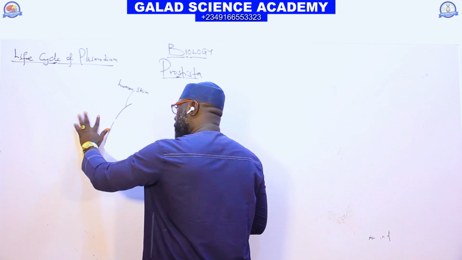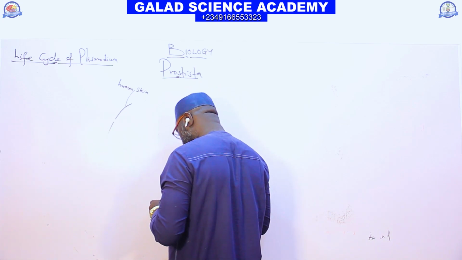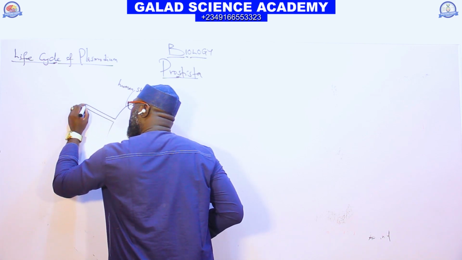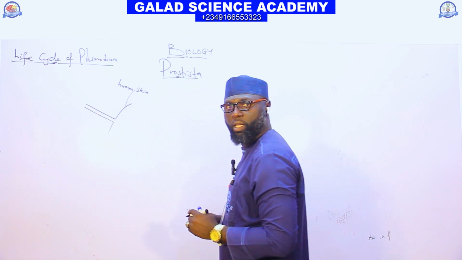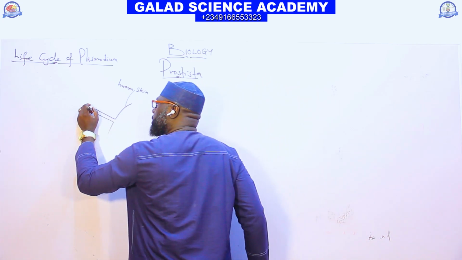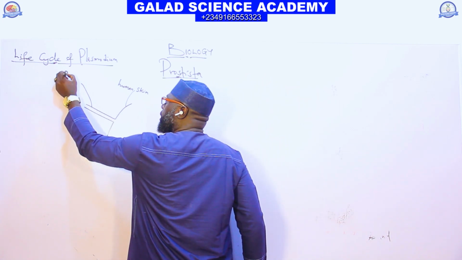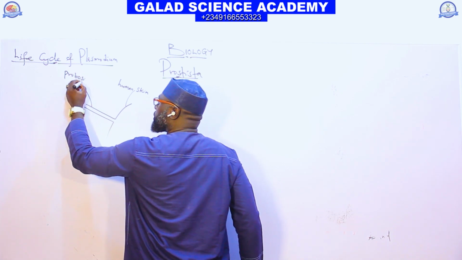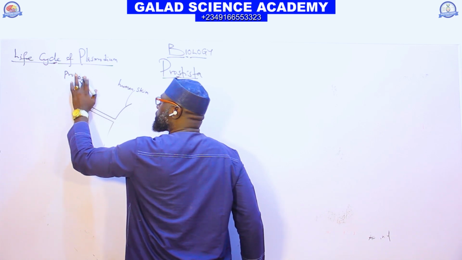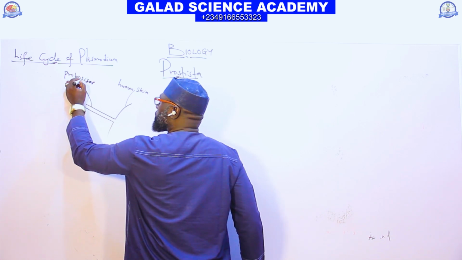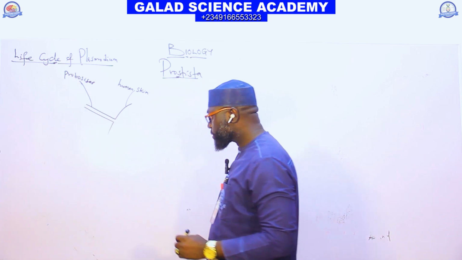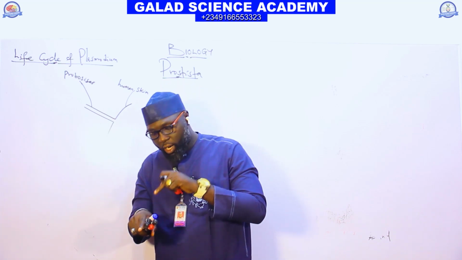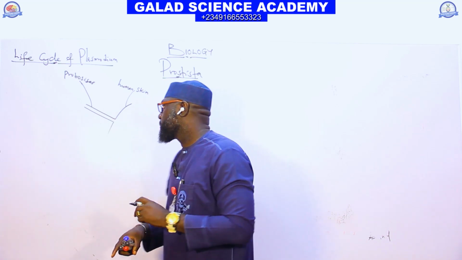So if a mosquito inserts its proboscis, this is the proboscis, the cells of the mosquito. The proboscis is a pipe that the mosquito uses to suck blood from the human skin.